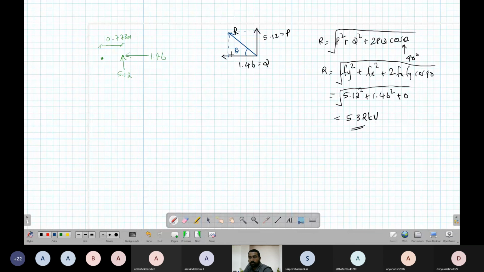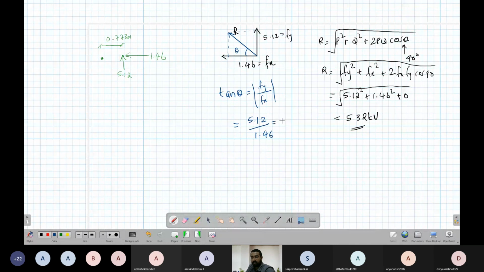So tan theta is opposite by adjacent. So this is equal to 5.12 divided by 1.46, opposite by adjacent. Okay, so this is equal to 3.5. So theta equals tan inverse of the answer, 74.08.